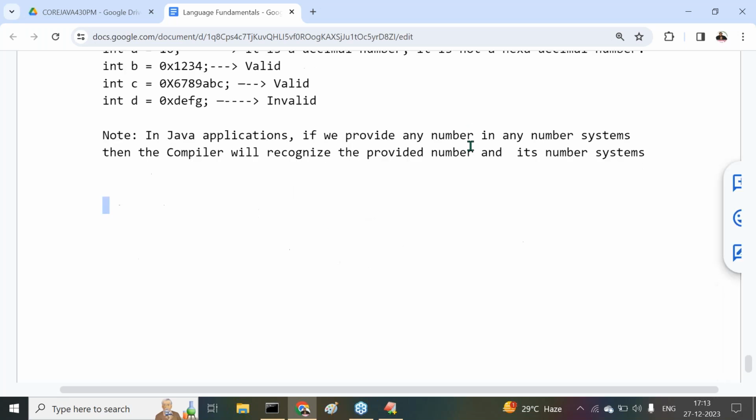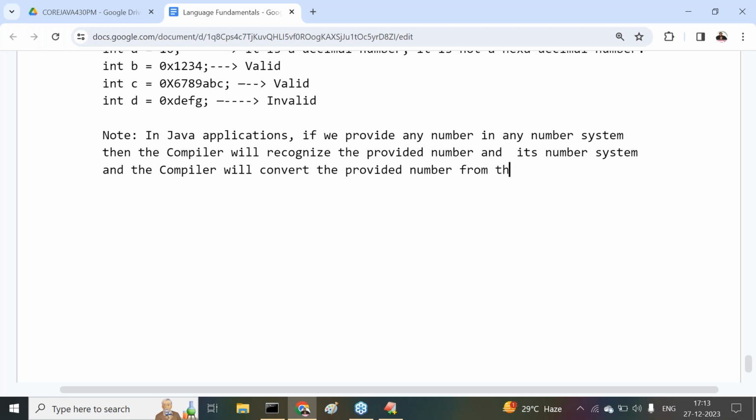In Java applications, if we provide any number in any number system, the compiler will recognize the provided number and its number system. Then after that, the compiler will convert the provided number from the provided number system to the decimal number system.